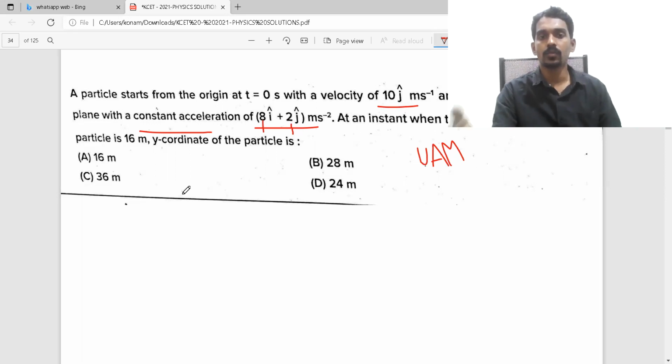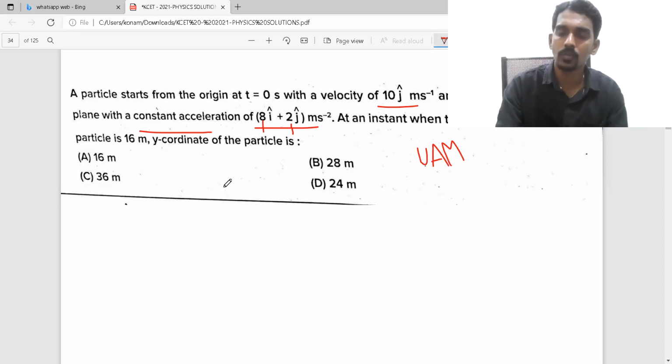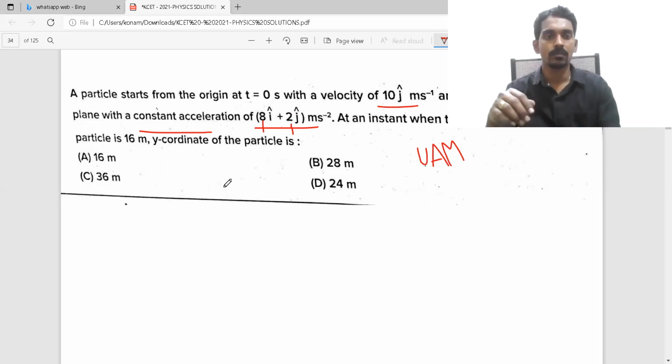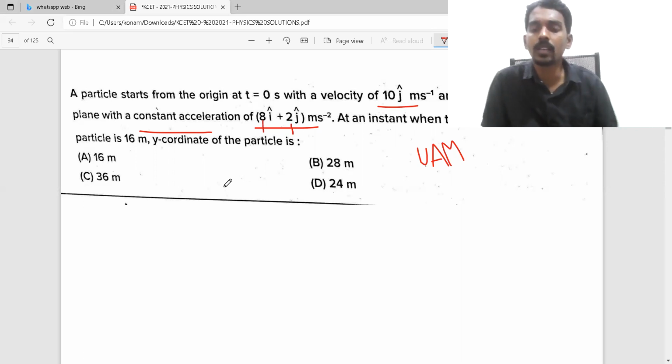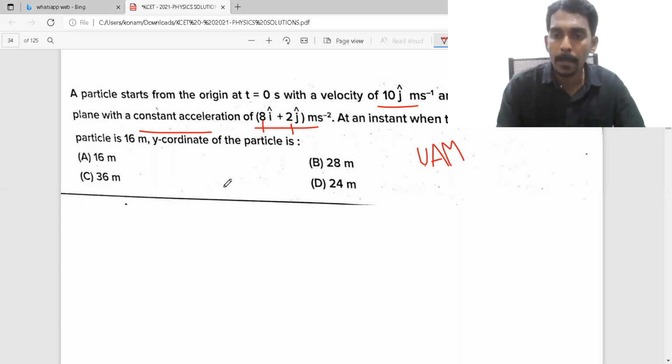Like x is initially at 0, so origin. So after some time the displacement, s, is nothing but the x coordinate: x equal to ut plus half at square, where u is ux and a is ax. That is what you need to understand and you need to do it.